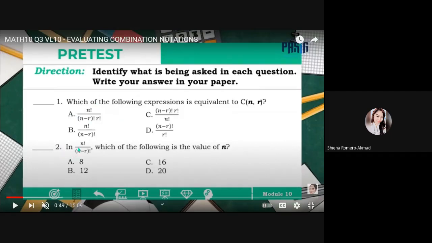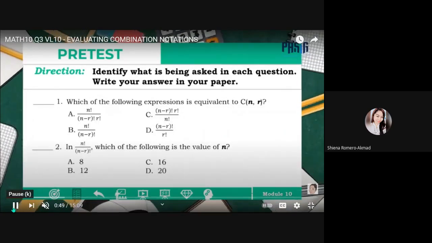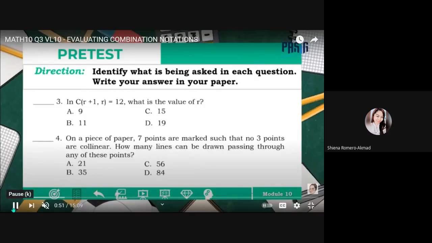Number 2, in n factorial, there is something wrong here because nothing was given. Let's have number 3 and 4. Number 3, if combination of r plus 1 taken r at a time equals 12, what is the value of r? The answer here is letter B. Later I will explain why, once you know the formula.